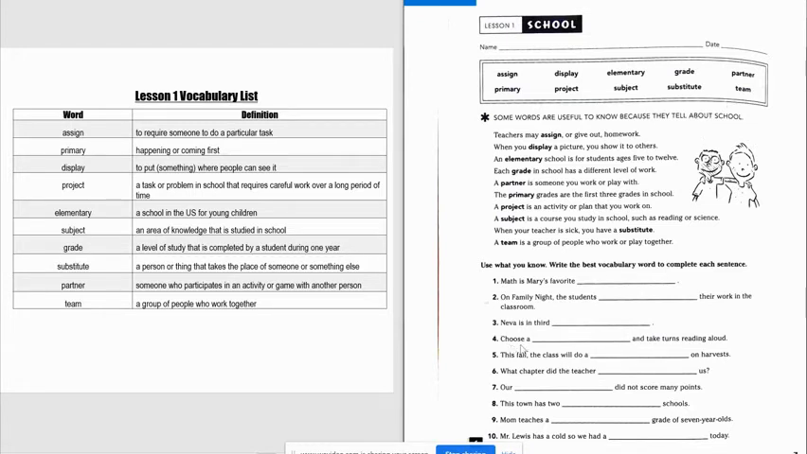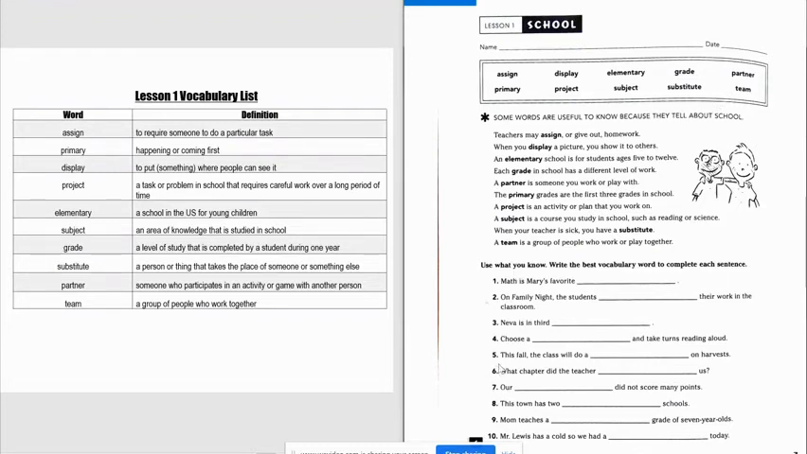Number 4, choose a blank and take turns reading aloud. Choose an assign, a primary, a display, a project, an elementary, a subject, a grade, a substitute, a partner, or a team and take turns reading aloud. Which makes sense?